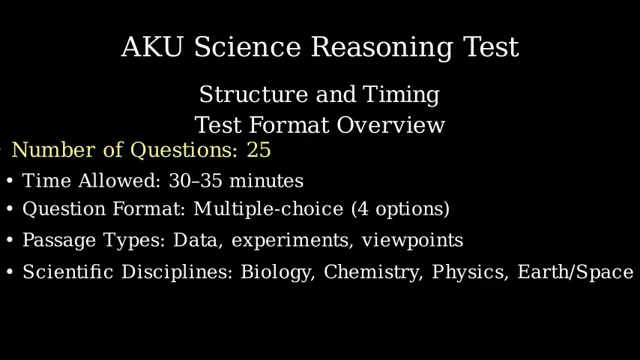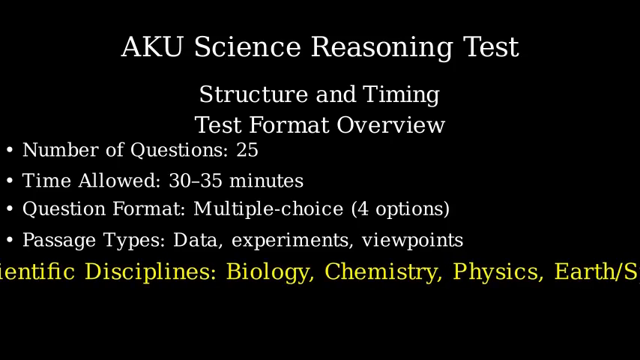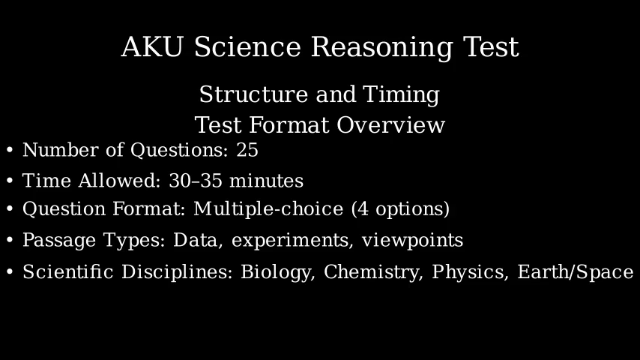The AKU Science Reasoning Test consists of 25 multiple-choice questions. You will have approximately 30 to 35 minutes to complete the test. Each question has 4 options to choose from. The questions are based on different types of passages, including data interpretation, experiments, and scientific viewpoints. These passages cover various scientific disciplines, such as biology, chemistry, physics, and earth or space science.